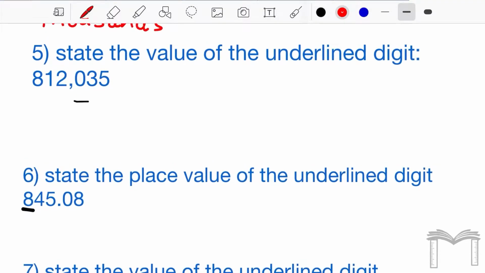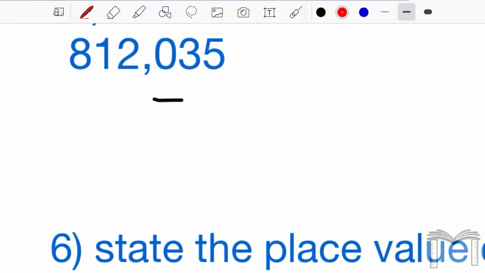Number 5. State the value of the underlined digit. So the 0 is in the hundreds column. However, 0 hundreds is still 0. So the value is 0, and the value of any 0 digit will always be 0.